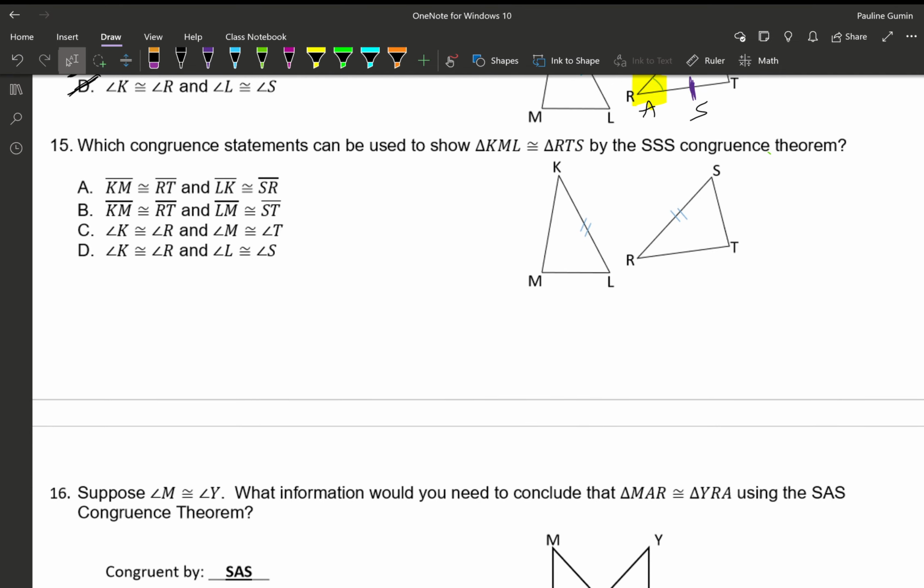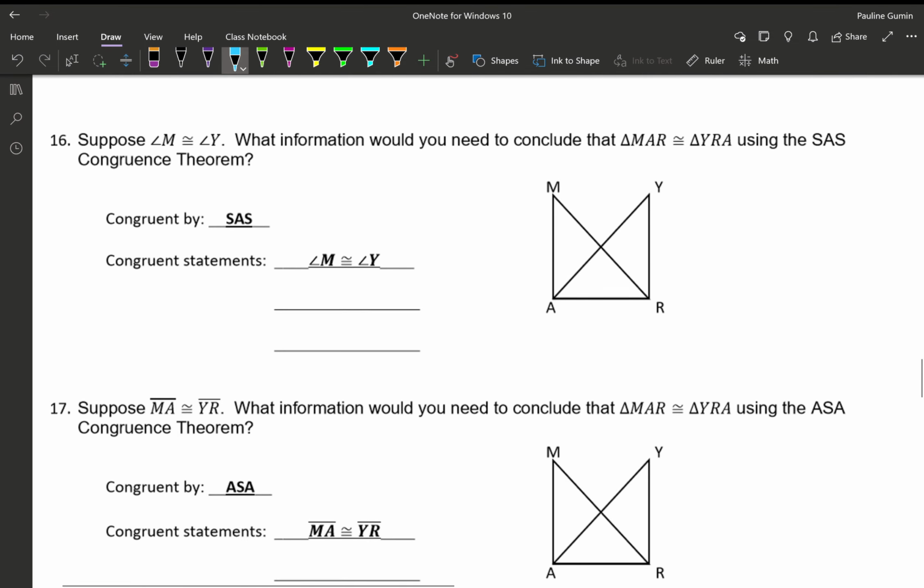Next we have number 15. We want to make these triangles congruent now by the side, side, side. We have one of the sides marked. Since it has 2 tick marks, I'm just going to assume it's the second side. We don't need any angles at all in number 15, so I'm going to cross off C and D once more. Here we have KM that's congruent to RT in both of them, so let us mark it, KM, RT, which leaves us with these lines, ML and ST. Let's see which option that lives in. Option B, wondrous.